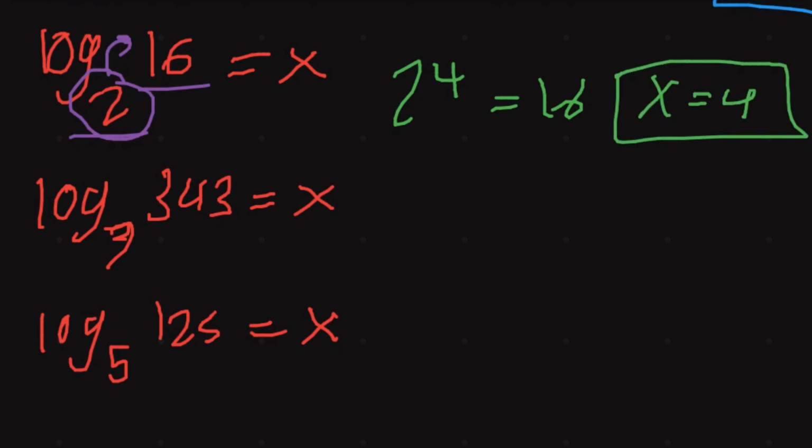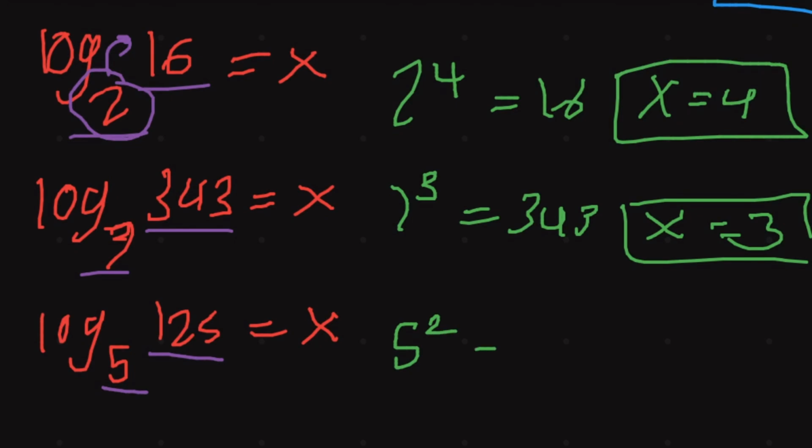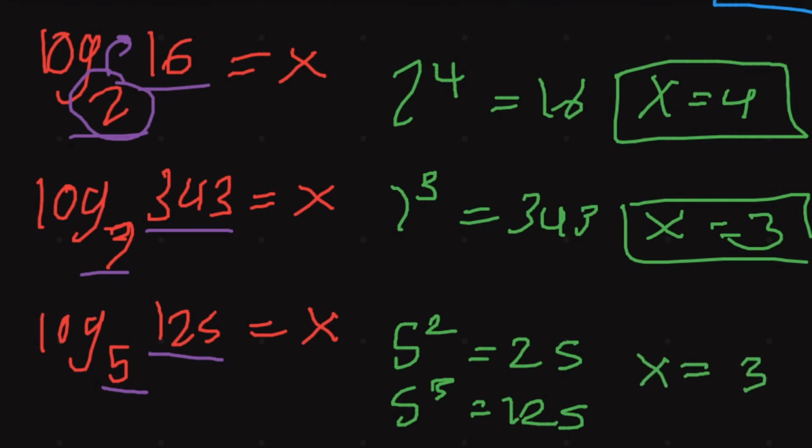In the second example, what power do we have to raise 7 to obtain 343? Well, 7 to the 3 is equal to 343, so x is equal to 3. Now in the final example, what power do we need to raise 5 to in order to get 125? Well, 5 to the 2 we know is already 25, so we can try 5 to the 3, which is 125, which means x equals 3 again. So that's just the basics of how to evaluate a logarithm.